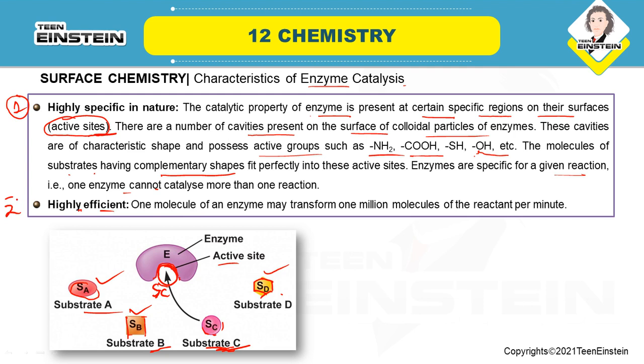Highly efficient, second point. Highly efficient means one molecule of enzyme may transform 1 million molecules of reactant per minute. Just look at the ratio. One molecule of enzyme, and 1 million molecules of substrate can undergo reaction. So 1 million reactions will take place for one enzyme. A catalyst, as we know, once the reaction is complete, remains intact. So again it can start another cycle.